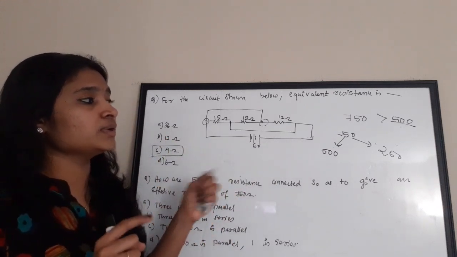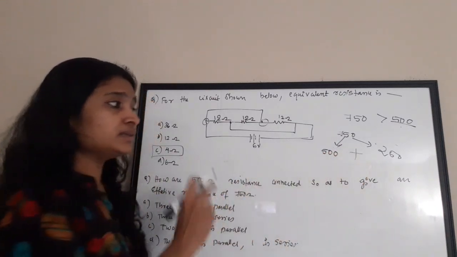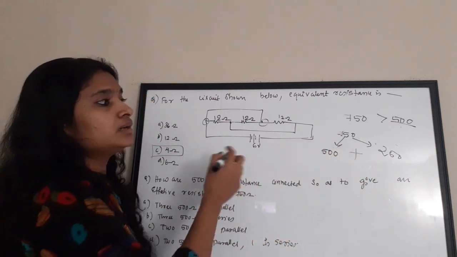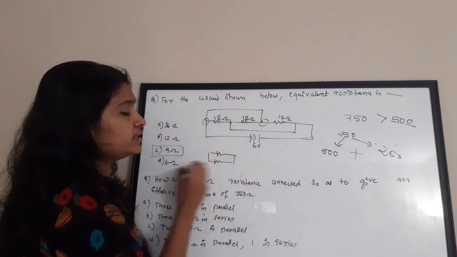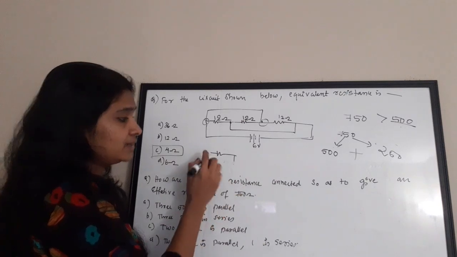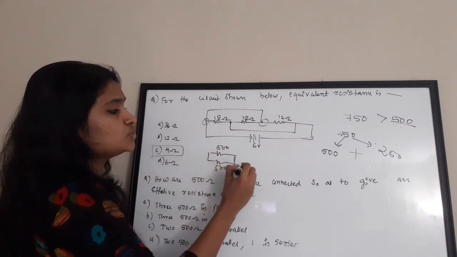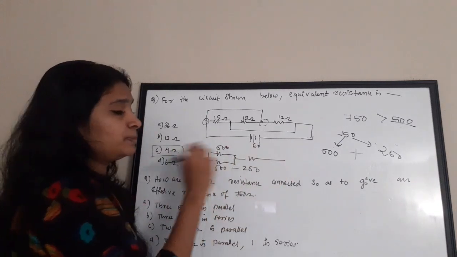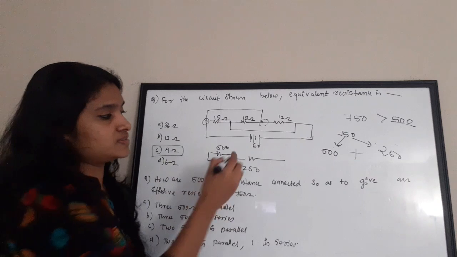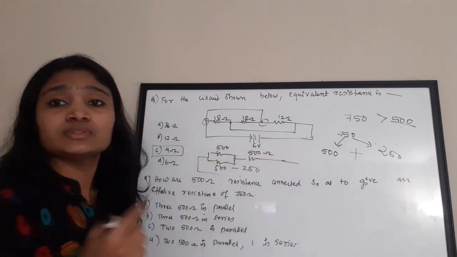Now, think how can you get a 500 plus 250? We need to get a 500 plus 250. How will you get it? If you connect two resistors of 500 ohms in parallel, you will get 250, right? And plus a 500 means a series 500 resistor. So this is actually your required combination. This is how you have to think.